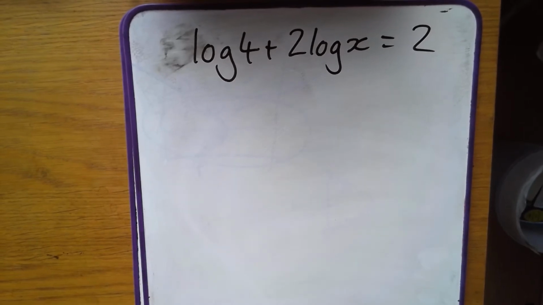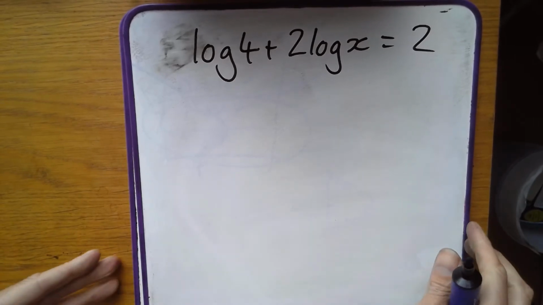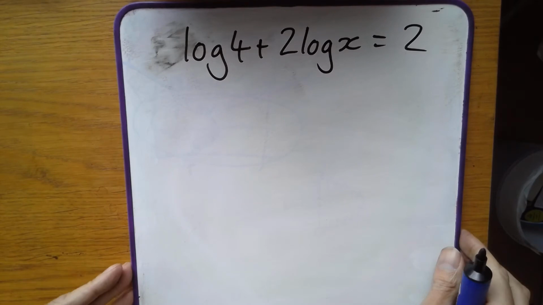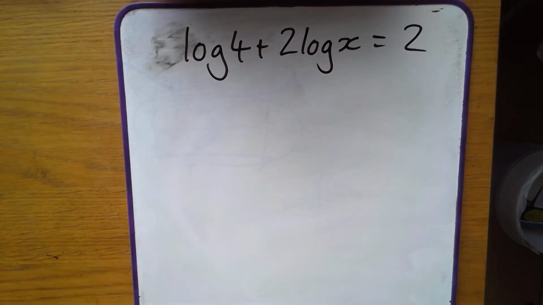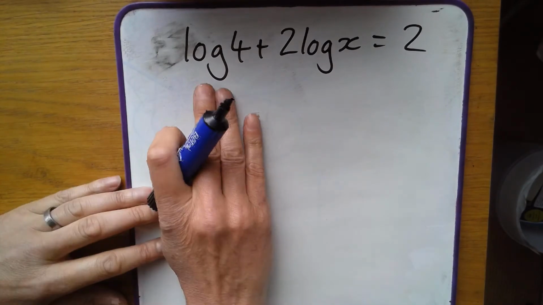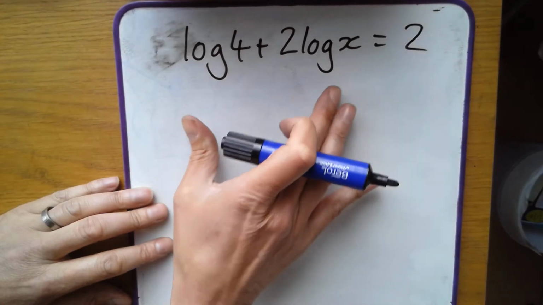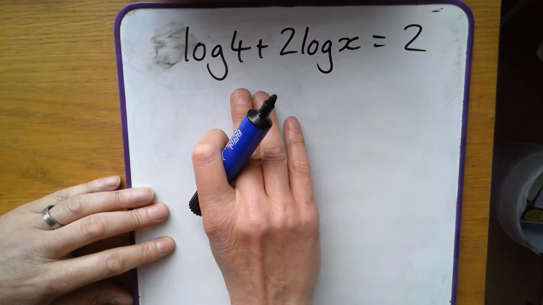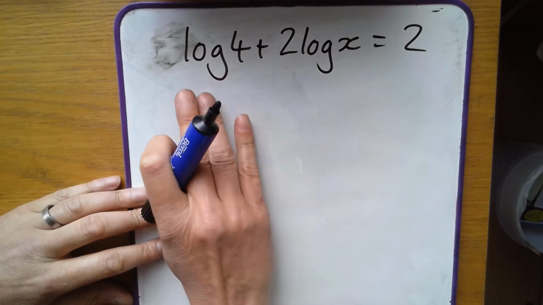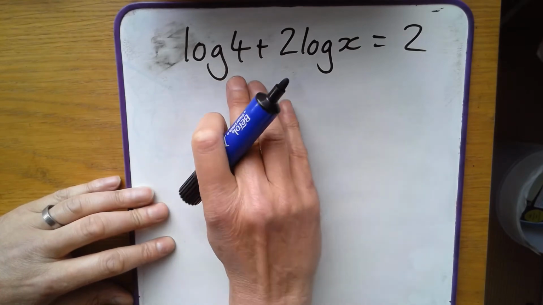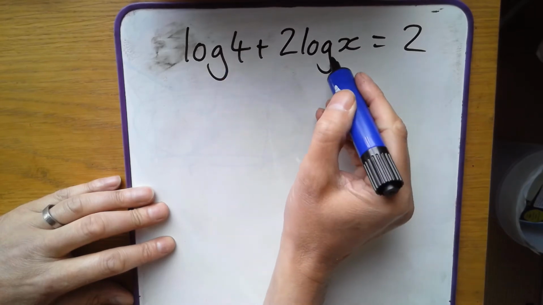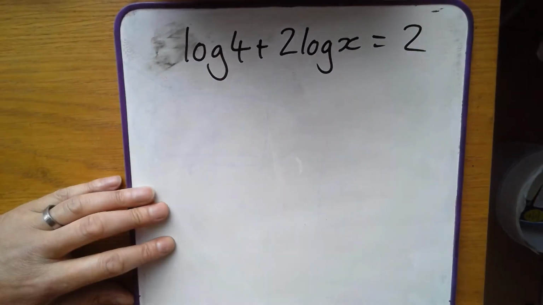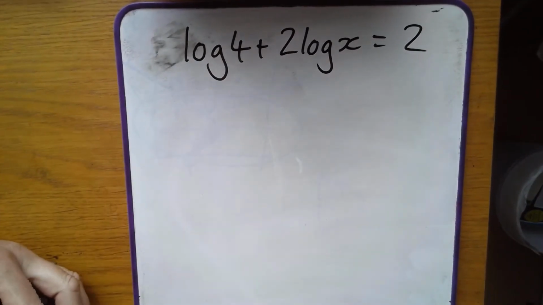I have got an equation that looks like that. So I've got log of 4. Just on this one, I've not specified the base. So by default, the base is 10. So if you don't have a base written down, then it is an implied base 10.